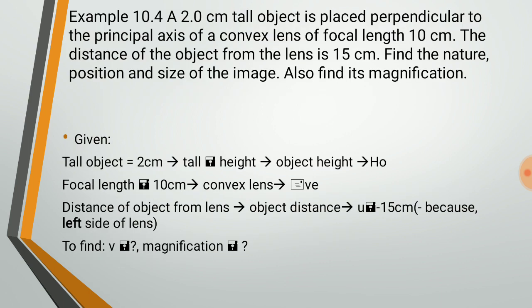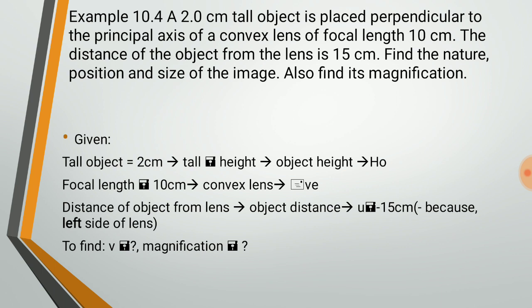And this is the second example, example 10.4, which is given after the sign convention topic. A 2.0 centimeter tall object. Tall here represents the height of the object. So what is given here? Height of the object ho is equal to 2 centimeter. It is placed perpendicular to the principal axis of a convex lens of focal length 10 centimeter. Since it is a convex lens, as I told you, the focal length will be considered as positive.